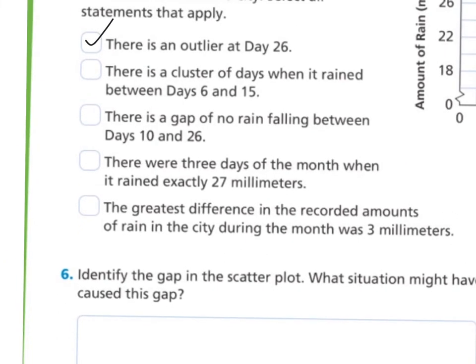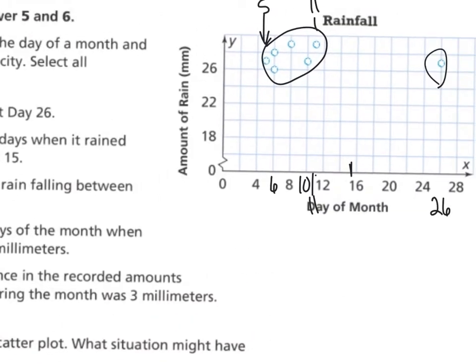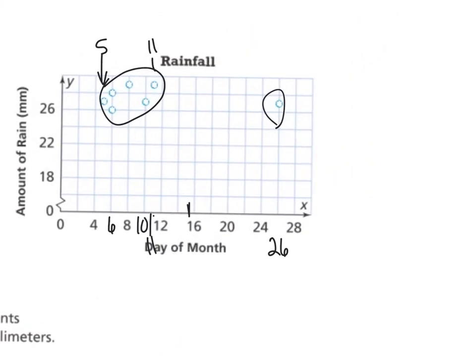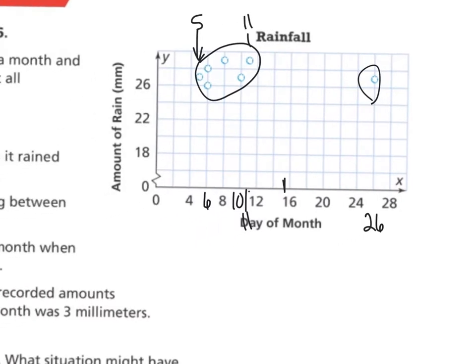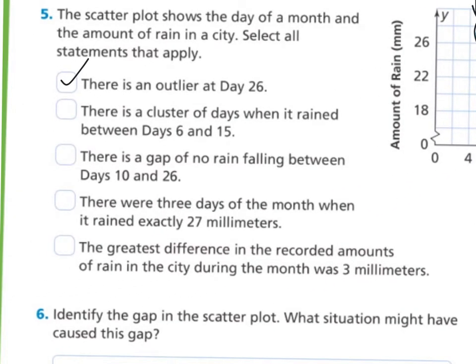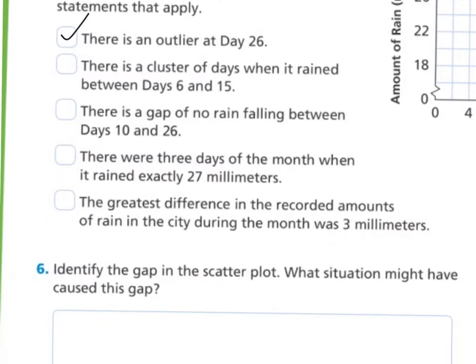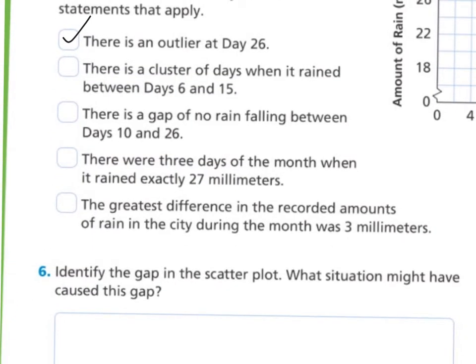There's a gap of no rain falling between days 10 and 26. So we are very close here. It says no rain between days 10 and 26. There's actually rain on day 11 and then nothing till 26. So if the numbers were a little different, but with what they've given us, we'll not check that one.